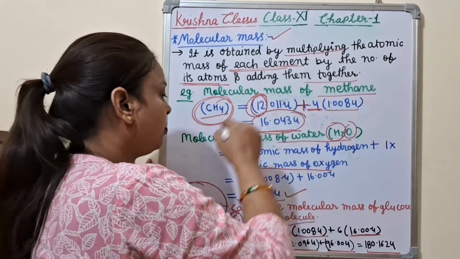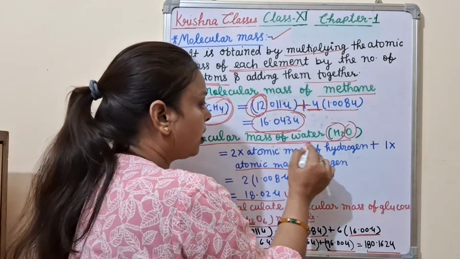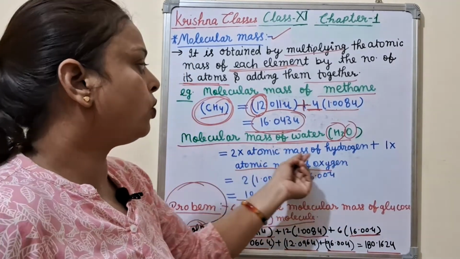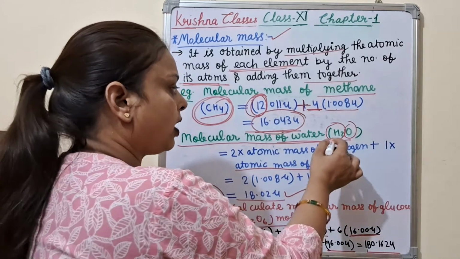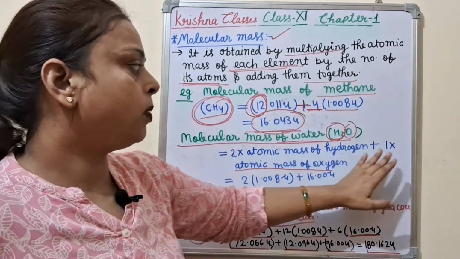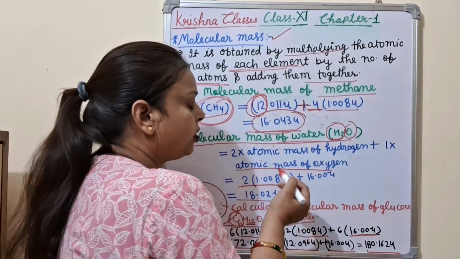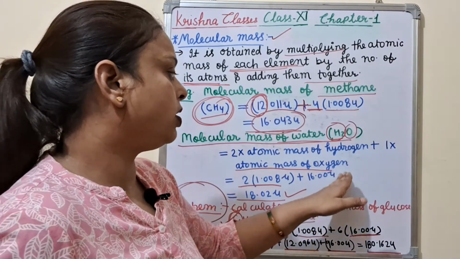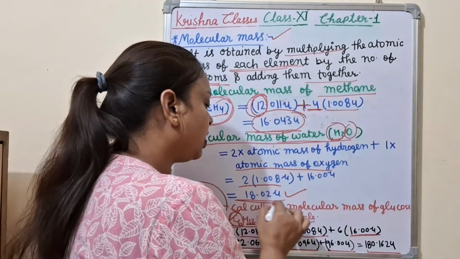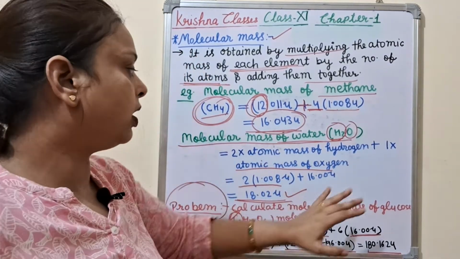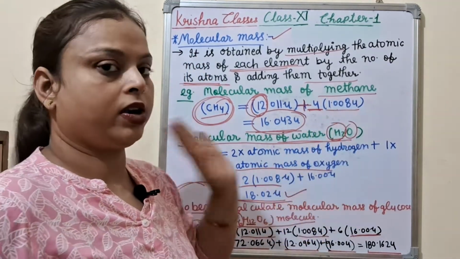Now in the same way we calculate the molecular mass of water. Here 2 into atomic mass of hydrogen, because hydrogen is 2 in water, plus 1 into oxygen atomic mass: 2 into 1.008 plus 16.00. What comes? 18.02. This is the molecular mass of water.